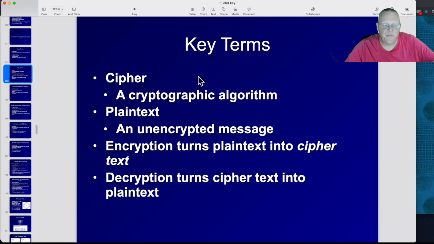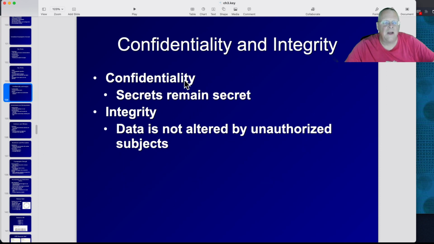So a cipher is the algorithm. Plain text is an unencrypted readable message, and the point is you encrypt stuff and that turns it into ciphertext. And ciphertext is scrambled stuff that cannot be read by somebody that doesn't have the key. And you decrypt it with the key to get back into plain text. So your main thing you get out of cryptography is confidentiality. That's the main point, so that the eavesdroppers cannot read the contents of the message.